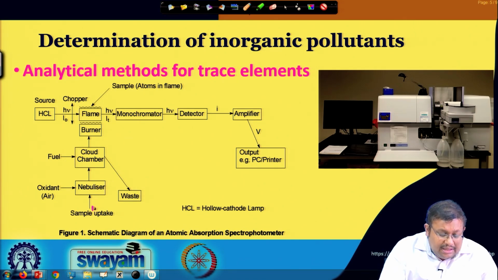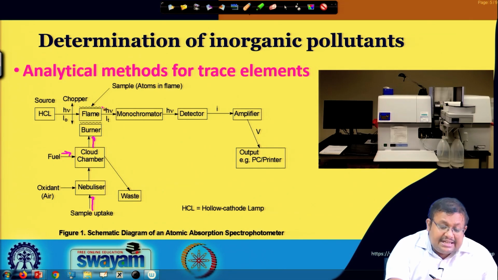First of all, we introduce the sample into the nebulizer and inject an oxidant, which is generally air. Then this sample with the oxidant moves to the cloud chamber, and in the cloud chamber we introduce a fuel. Generally this is acetylene; sometimes other gases like hydrogen are also used. In the cloud chamber it makes a cloud of atoms, and this cloud of atoms goes to the burner, where the atoms come in contact with the flame and absorb certain radiation.